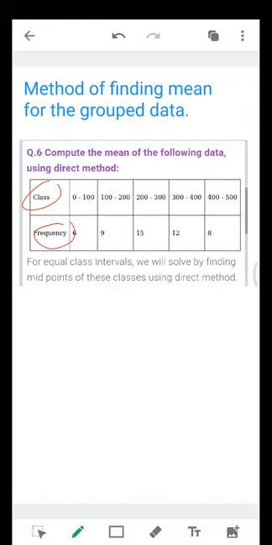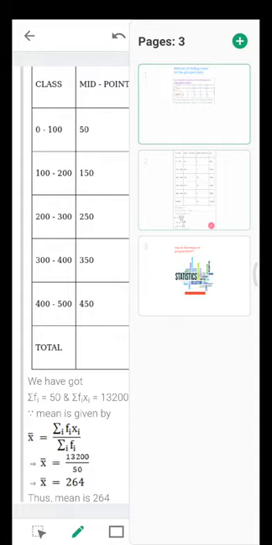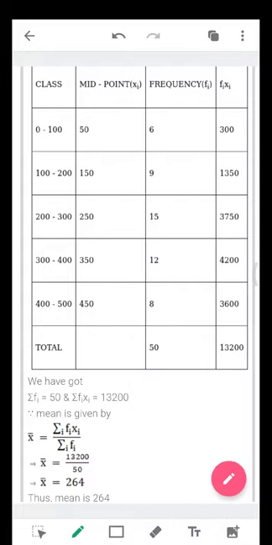Now coming to the solution. So we will copy the classes and the frequency. You can make the frequency column as the second column, not an issue. So classes and frequency, these two are given in the question.